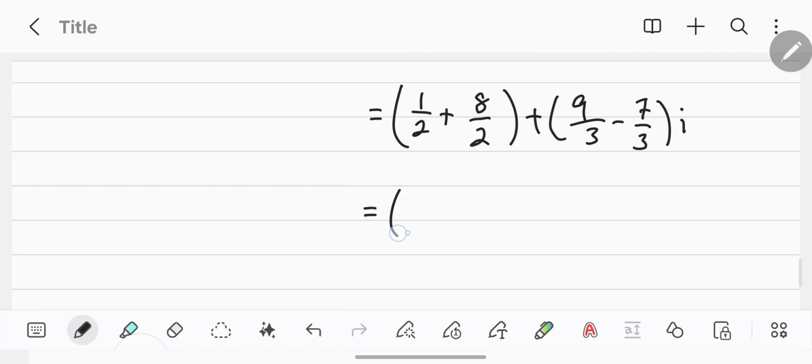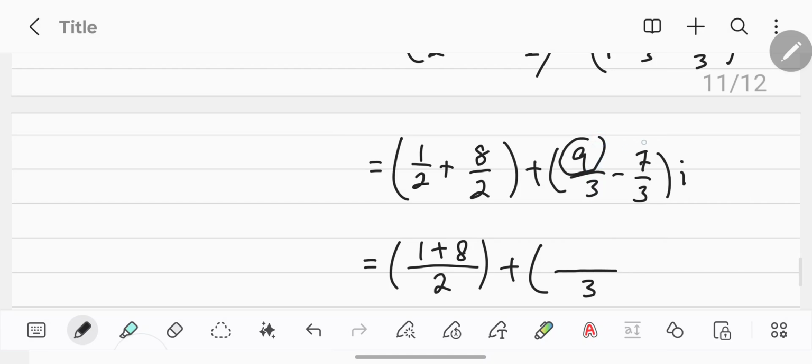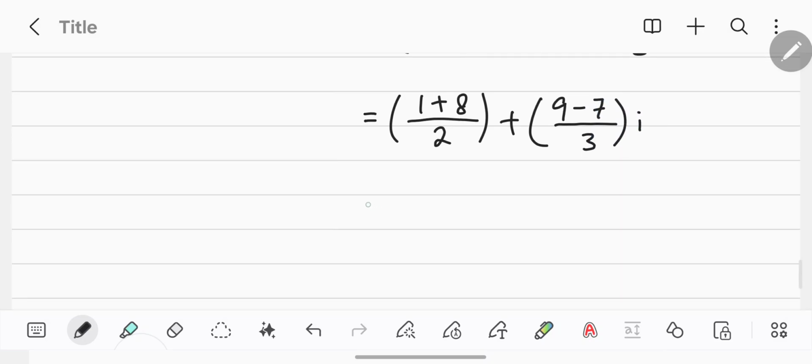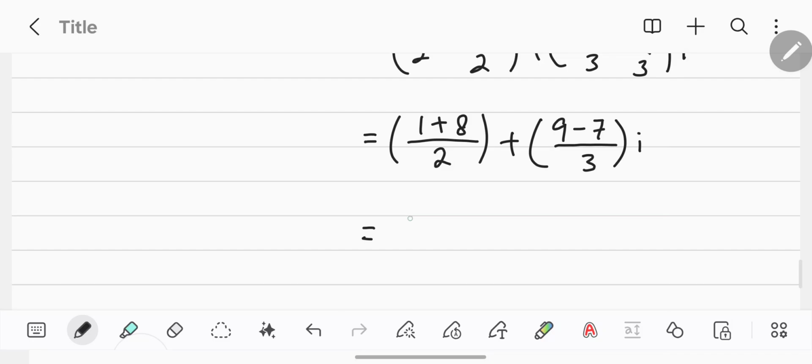Now the denominators are common. Okay, I can write the common denominator once and then I will add 1 and 8. So 1 plus 8. Also here the denominators are common. So I will subtract 9 minus 7 because inside you have minus. You will write 9 minus 7. Okay, now 1 plus 8 is 9 by 2 plus 9 minus 7 is 2 by 3 iota. So this is your final answer.